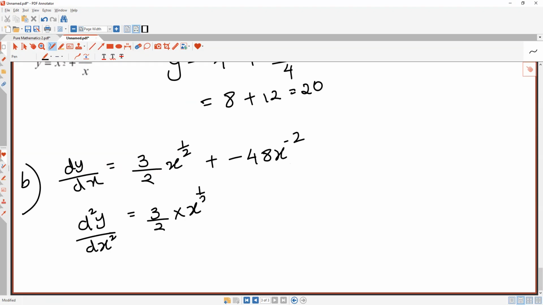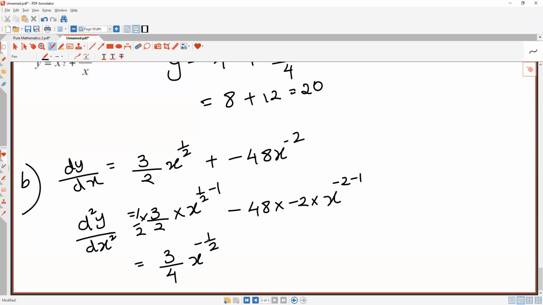x raised to half minus 1, multiplied by half, sorry, made a mistake. Yeah, half into 3 by 2, half minus 1, correct. Then minus 48 multiplied by minus 2, x raised to minus 2 minus 1. So 3 by 4, x raised to minus half, because half minus 1 is minus half.